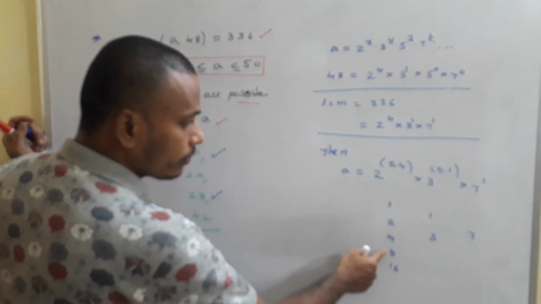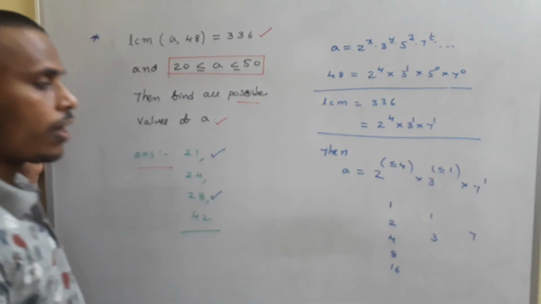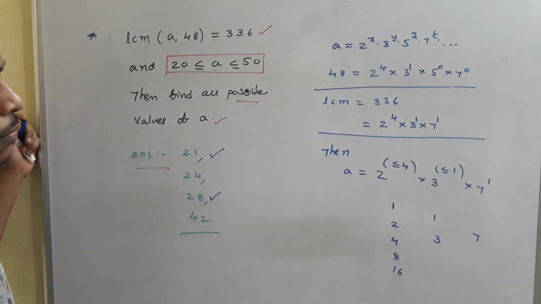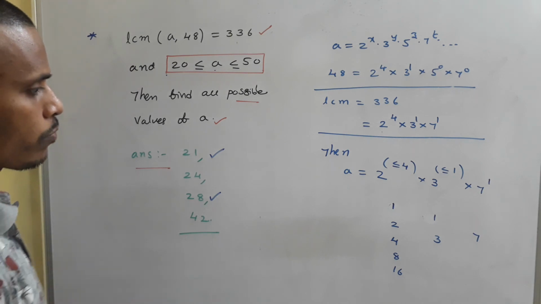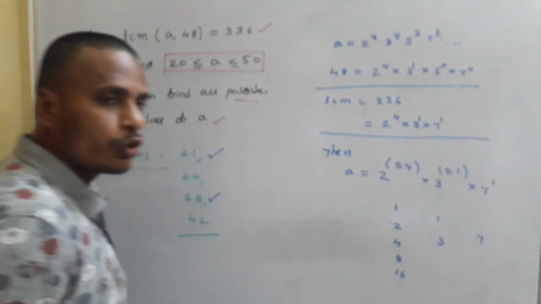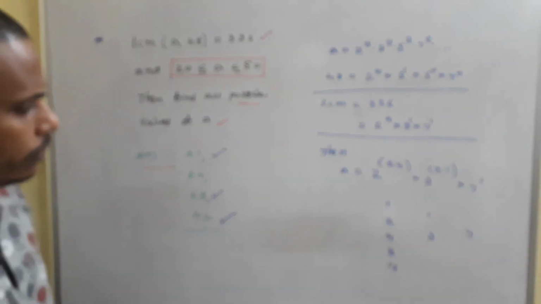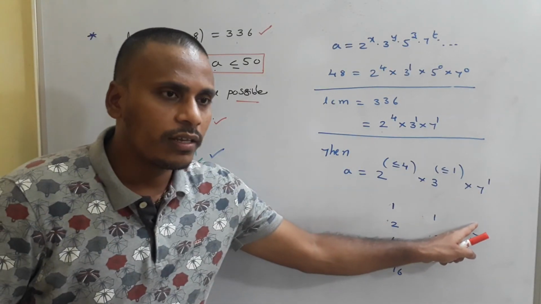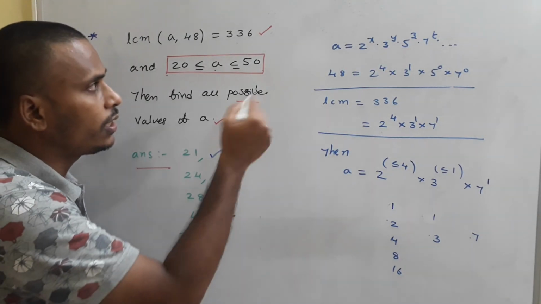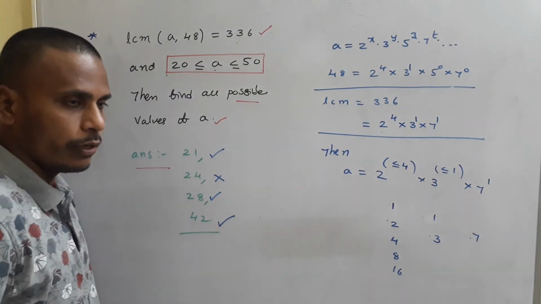Next, 8 into 1 into 7 is not a possibility, right? Next, 2 into 3 into 7, 2 3 is 6, 6 7 is 42, is a possibility. Is 24 our answer or not? 8 into 3 is 24. We can't take 1 here. For sure we need to get 7 involved. 7 must be in the prime factorization of A. So this 24 is not an answer. These three are the only possibilities. Just have a look.